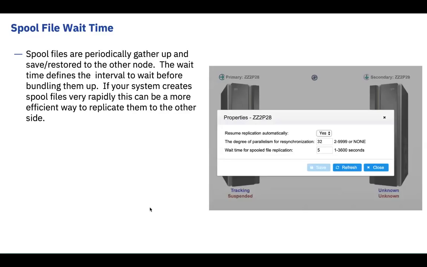You can set that up between 1 second and 1 hour, depending on your toleration. If you go down in that window, you would potentially lose some of your spool files. Or you wouldn't necessarily lose them, because when the system came back, they would be there, but you would not have access to them on that secondary node.